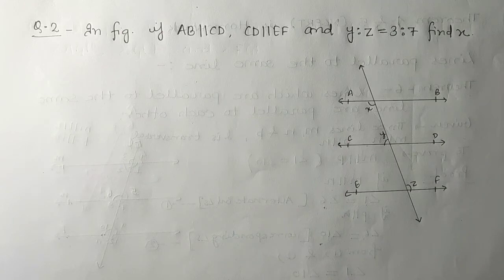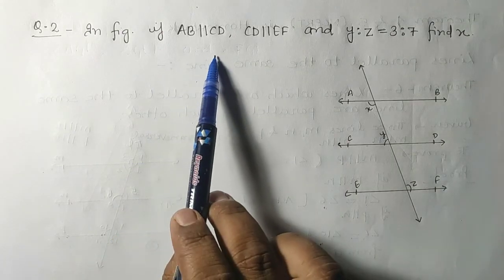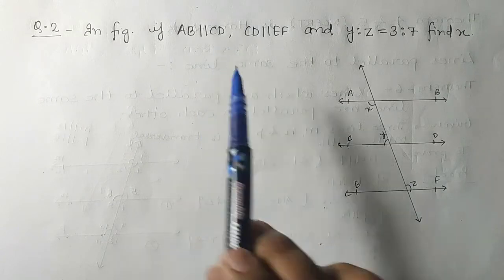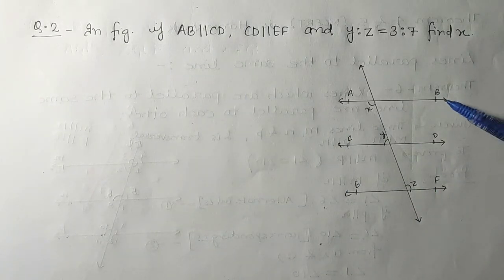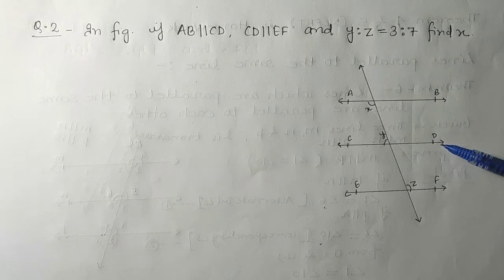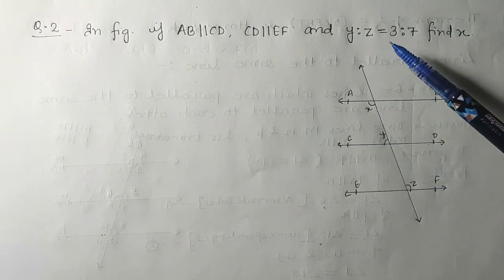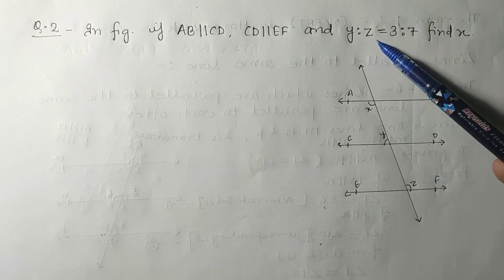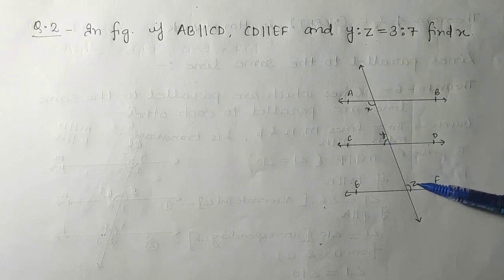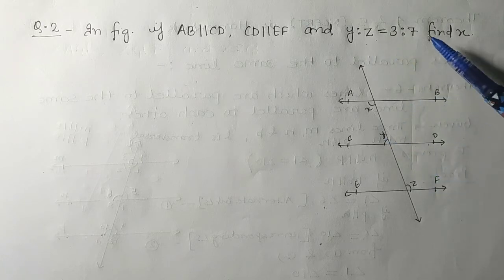Now students, coming to the second question. The question is, in the figure, if AB is parallel to CD, and CD is parallel to EF, meaning this line is parallel to this, and also it is given that Y:Z, the ratio of Y and Z, is equal to 3:7, and we have to find X.